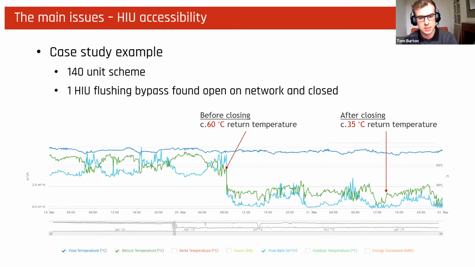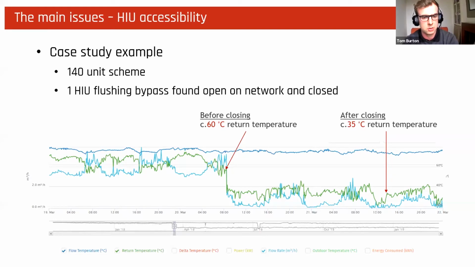That got closed, and almost immediately the flow temperature dropped by about 25 to 30 degrees. So it's really quite a good illustration of just how much of an impact each HIU can have, and really reiterates the point that you need to be getting to 100% of these.